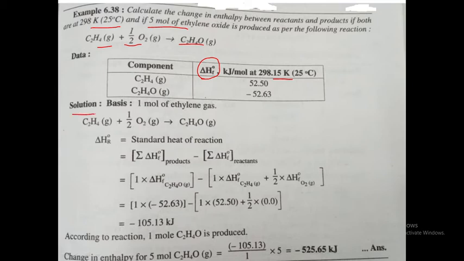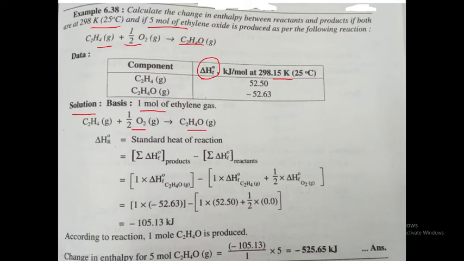First we should write the basis. What is the basis of this problem? As per the reaction, 1 mole of ethylene gas is reacted. That is the basis of this problem. Next you take the reaction. From the reaction, how many reactants or how many products? From the reaction we have 2 reactants, only 1 product.